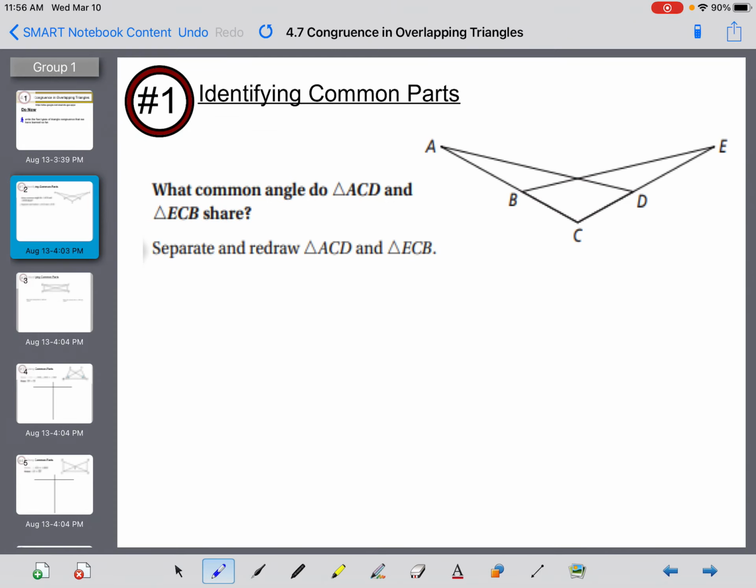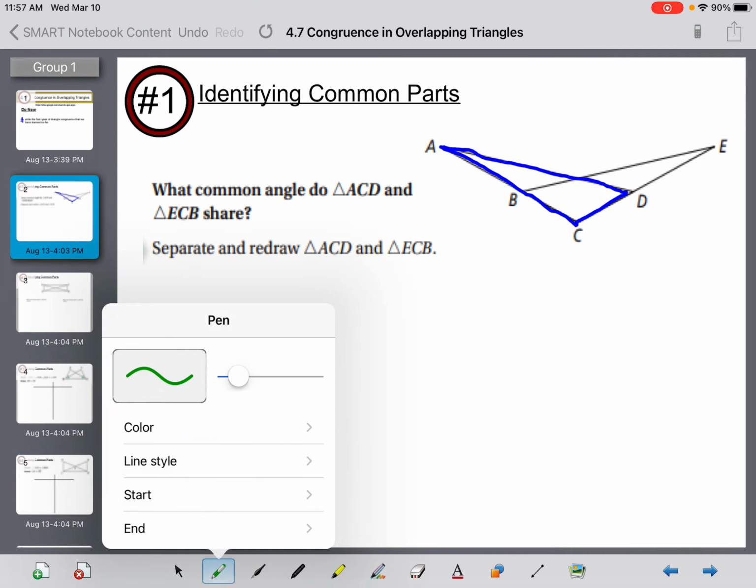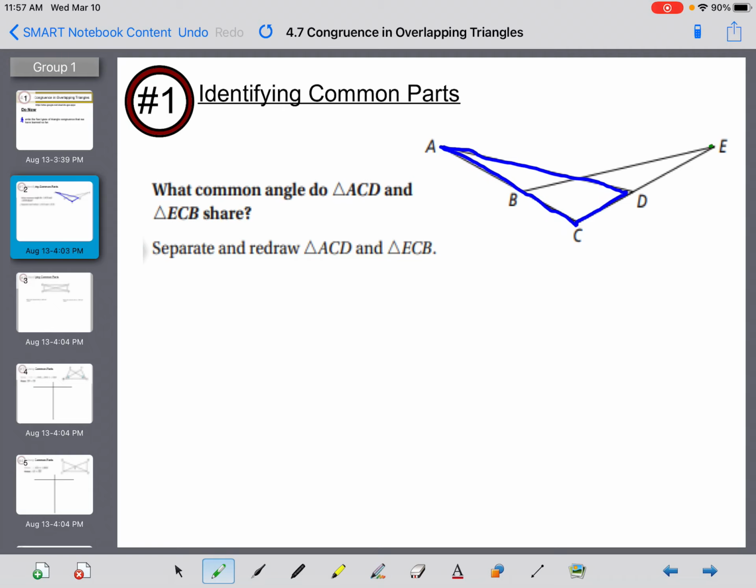Number 1 says identifying common parts. It says what common angles do triangle ACD and ECB share? Well, here is ACD, is this triangle right here. Okay. And on the other side, we have triangle EBC.